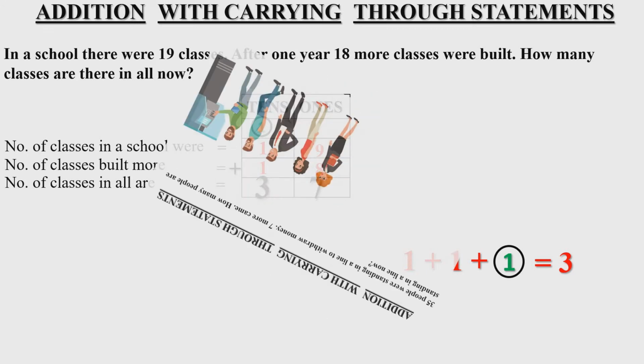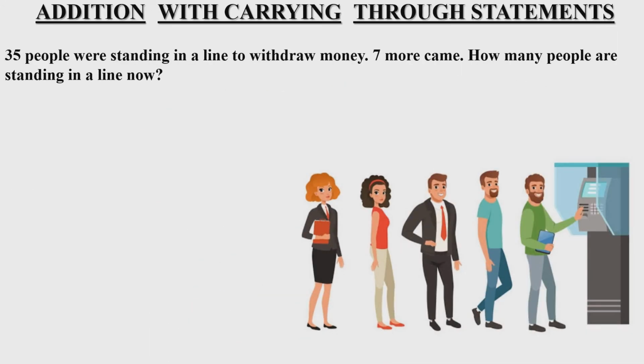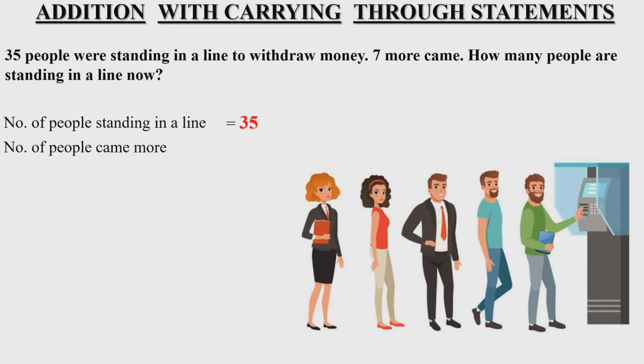Now the last example is 35 people were standing in a line to withdraw money. 7 more came. How many people are standing in a line now? Number of people standing in a line is equal to 35. Number of people came more is equal to 7. Total number of people standing in a line is equal to what?